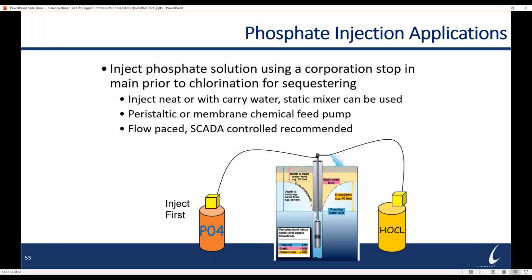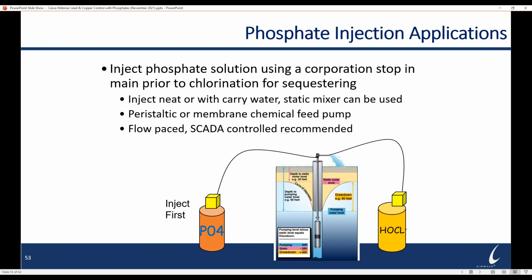In a groundwater or surface water plant that has oxidation and filtration, you'll then typically add the phosphate after filtration going to your clear well or going to your distribution system. You don't have to add it prior to the chlorine because you removed that iron and manganese.